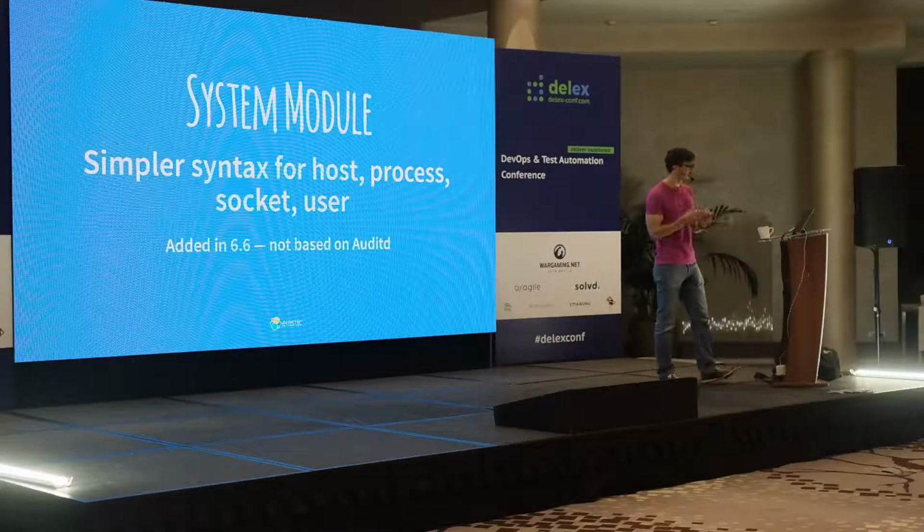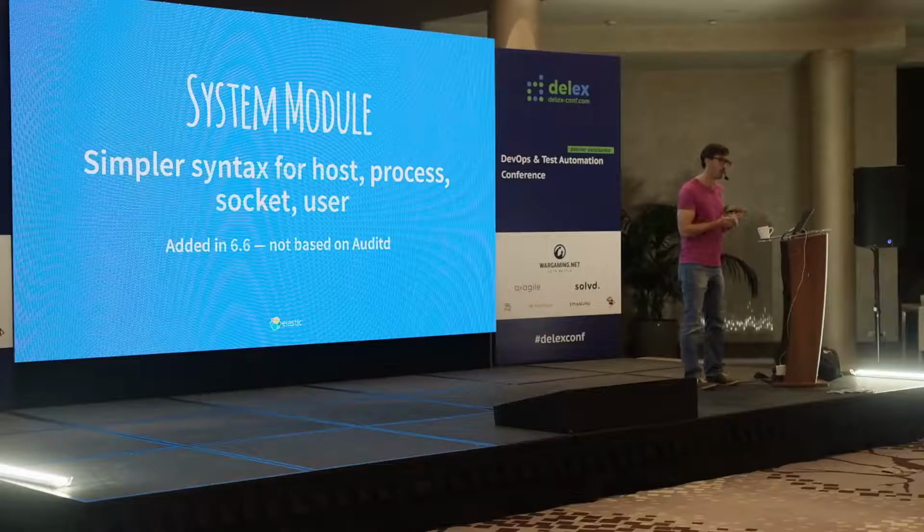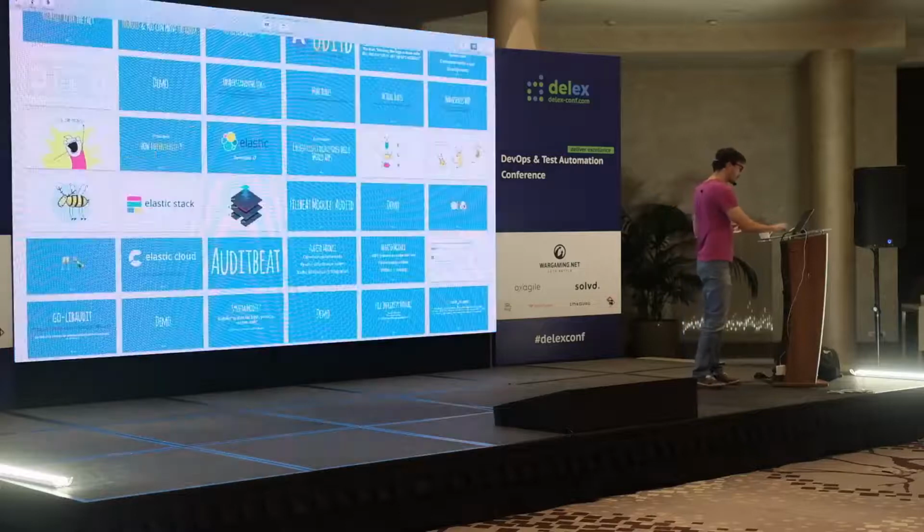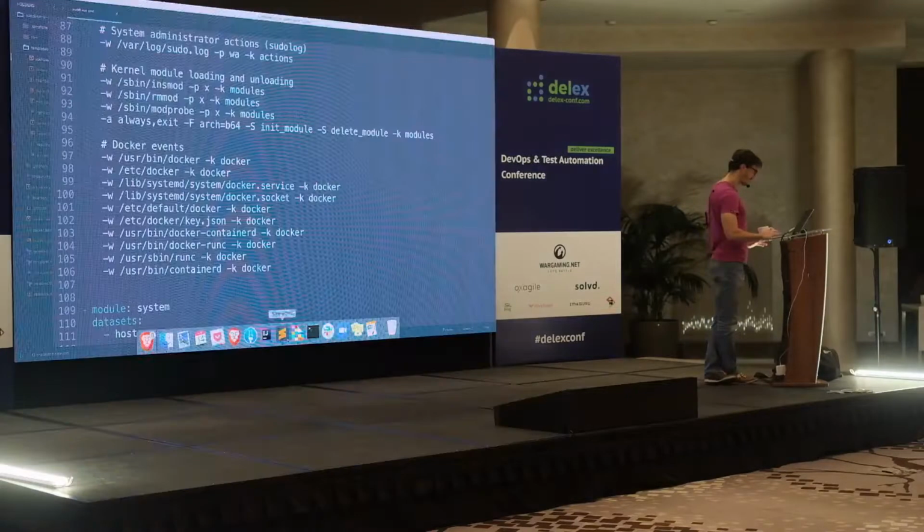And in 6.6, which was a while ago already, we added another way to collect information, but in a bit of a simpler way rather than using Auditd, because Auditd has this weird arcane syntax, and we just want to have some simple information, and that looks something like this.